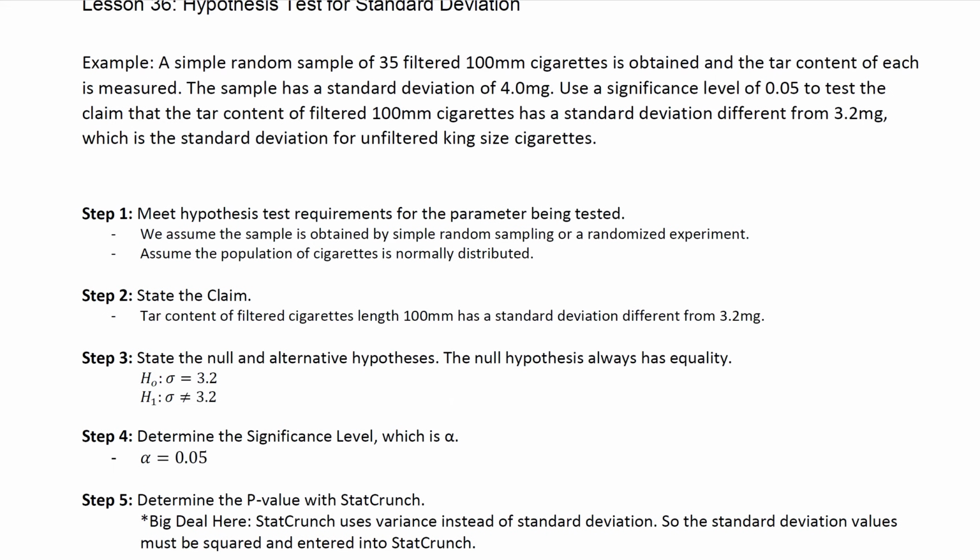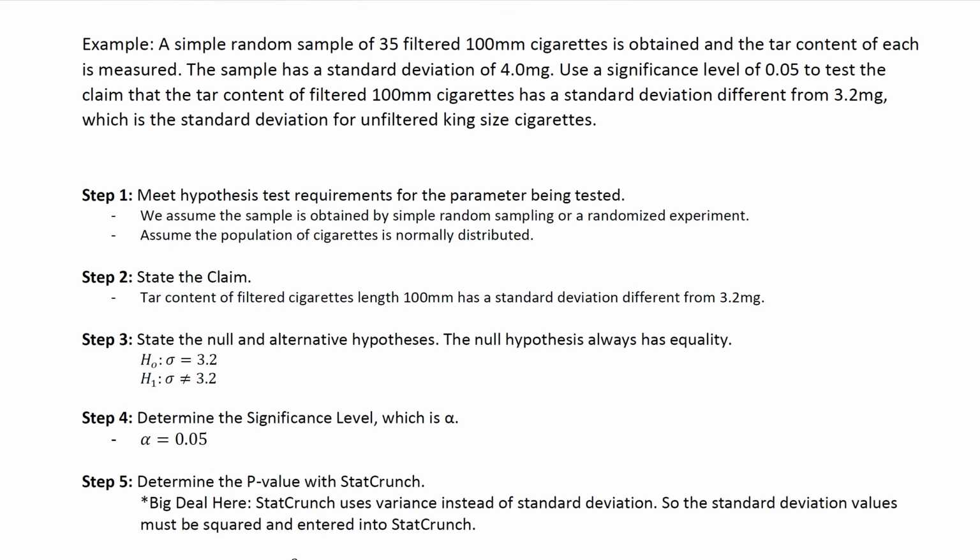Following the same steps as what we have used in other hypothesis tests, first we need to meet the hypothesis test requirements. We're dealing with standard deviation, so we need a simple random sample or a randomized experiment. These cigarettes were randomized and not all obtained from the same pack of cigarettes. We also need to assume that the population of cigarettes is normally distributed.